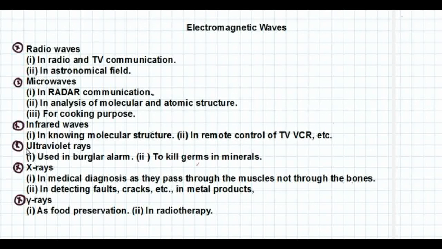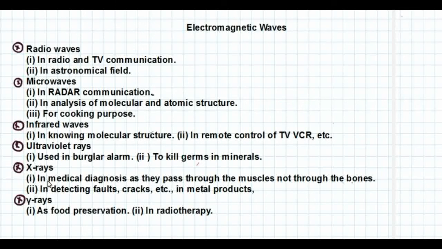Ultraviolet rays, they are used in burglar alarm, then to kill germs in minerals. For example, nowadays we are very familiar with the drinking water which are available in bottles, and they are normally UV treated. So if you look at the bottle, you can see there is a word maybe in a box saying the water is UV treated. UV treated means ultraviolet treated. That means the germs are killed using ultraviolet rays.